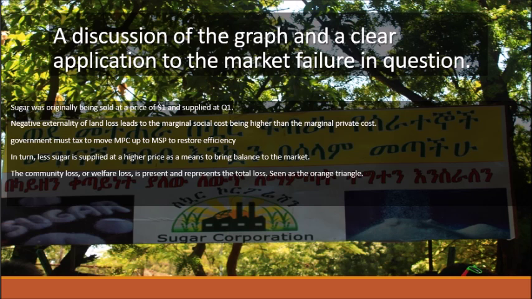Although market equilibrium is restored between the marginal private cost plus the tax and the demand line, there is still an externality as relocation of villages is still occurring. It is inevitable with the growth of the market. This leads to the market failure continuing, and allocative efficiency is not fully restored in the market.